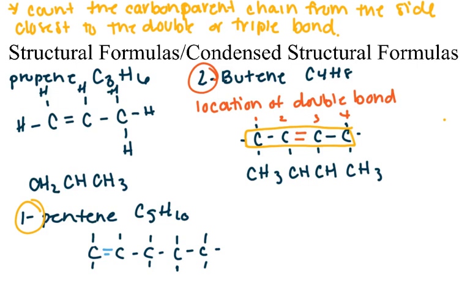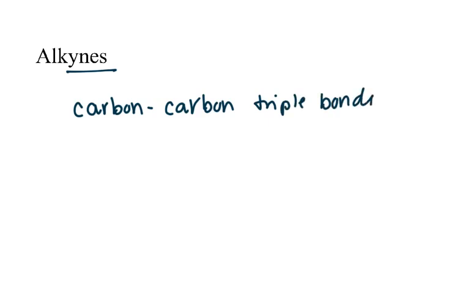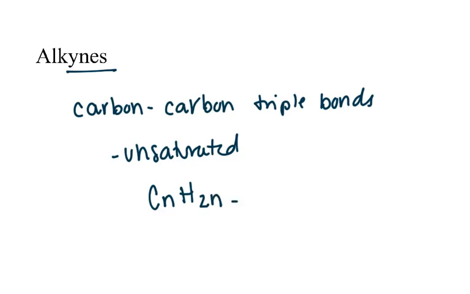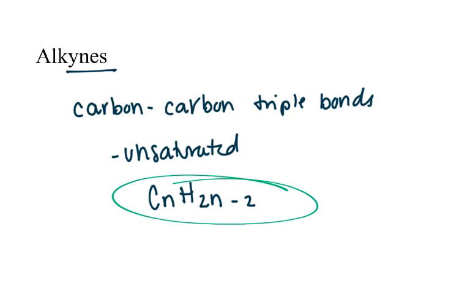Now we're going to go into our triple bonds. So alkynes. So YNE. This is our third type. And these are carbon triple bonds. Again, these are unsaturated. And our formula for this one is going to be CnH2n minus 2. So a little bit different than the other two. We're subtracting 2 hydrogens now.